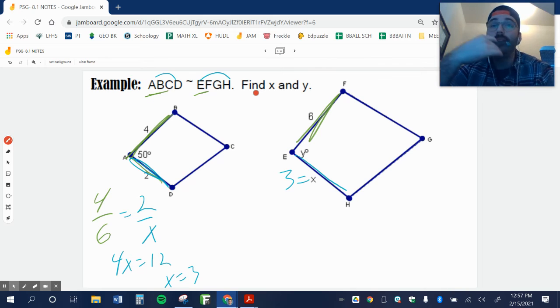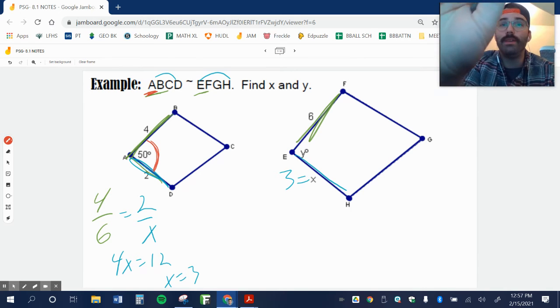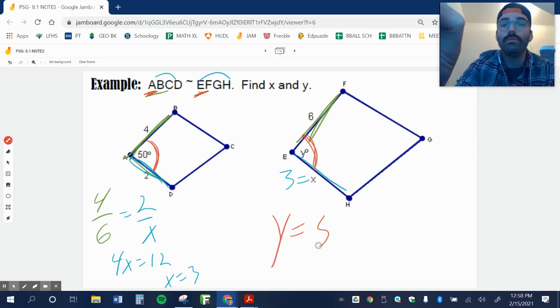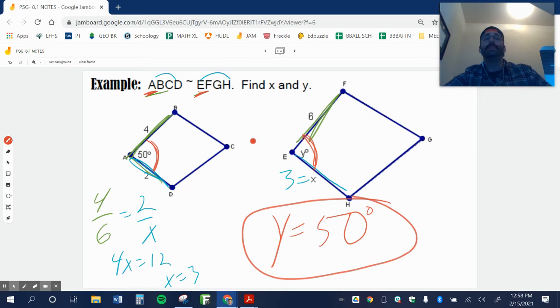Also, the corresponding angles are congruent. So I have 50 is angle A. Well, what corresponds with angle A? Angle E. So Y must equal 50 degrees. Again, I'm going to say this. These two are oriented the same way. All right. If they weren't, you have to pay attention to the order of your letters.